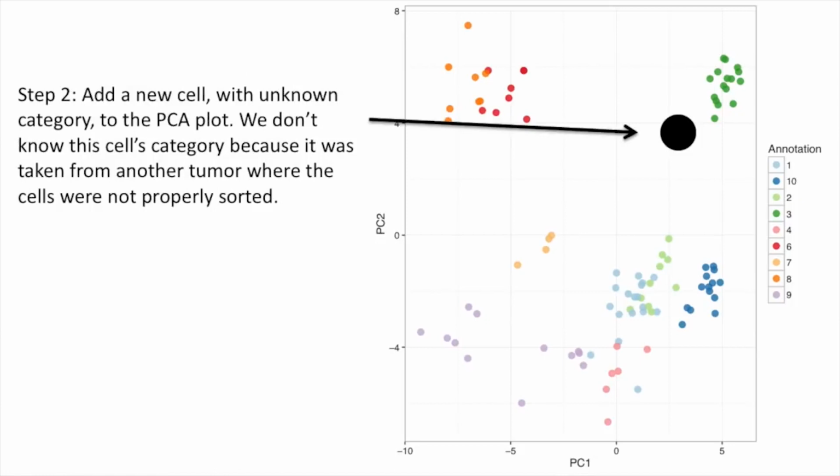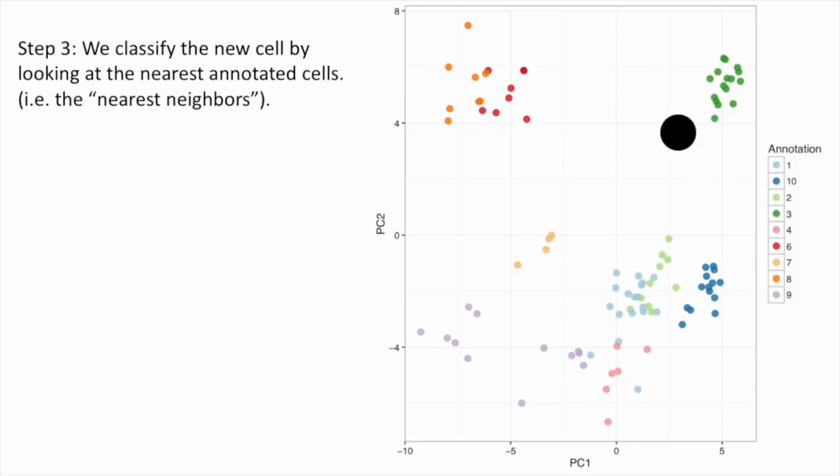Step 2. Add a new cell with unknown category to the plot. We don't know this cell's category because it was taken from another tumor where the cells were not properly sorted. And so what we want to do is classify this new cell. We want to figure out what cell it's most similar to, and then we're going to call it that type of cell. Step 3. We classify the new cell by looking at the nearest annotated cells, i.e., the nearest neighbors.